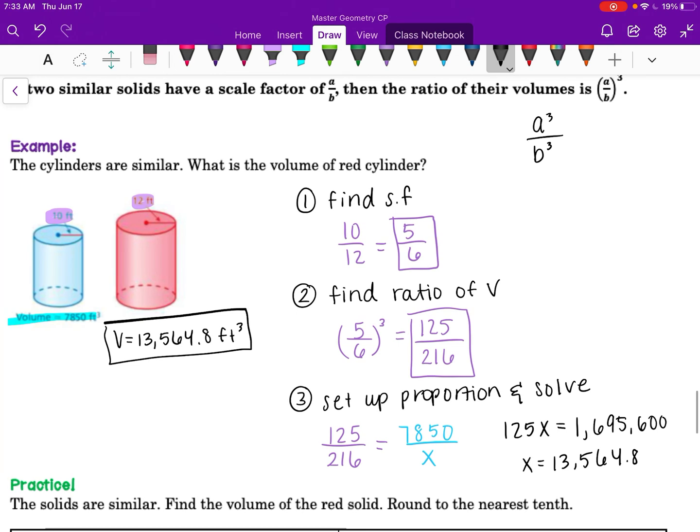So again, always find the scale factor first. Because we're solving for missing volume, we want to find the ratio of volumes here. To do that, we cube the scale factor, and then from there we set up our proportion and solve. Pause the video and try the three examples on your own.